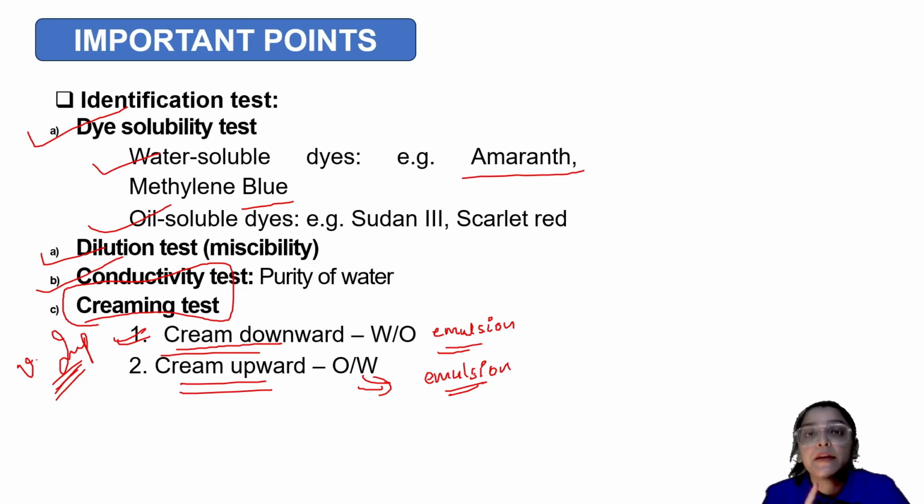In the creaming test, the creaming can be upward, where the particles rise upwards, or downward, where they sediment, based on the difference of their densities. If it is upward, it will be an oil in water emulsion. If it is downward, it will be a water in oil emulsion. I hope you have understood all the concepts. These were really important from an exam point of view, and we'll soon be discussing the questions from this topic. But please make sure to revise all of these topics that we have discussed.